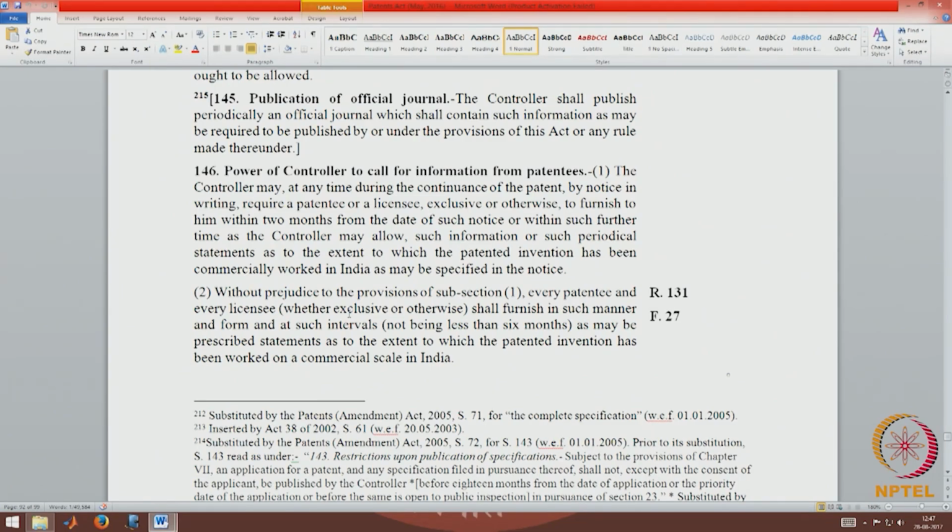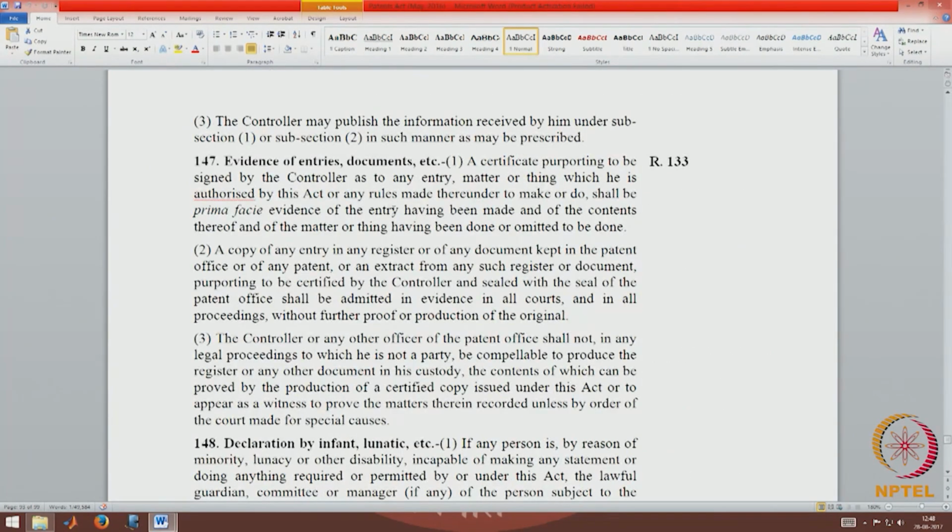Now, if a person fails to file, or regardless of whether a person has been filing this or not, the Patent Office can on its own ask for this information. So, 146 deals with the responsibility of the patentee to file at regular intervals information pertaining to the working of patents. It also covers the power of the controller to call for this information whenever the controller deems fit.